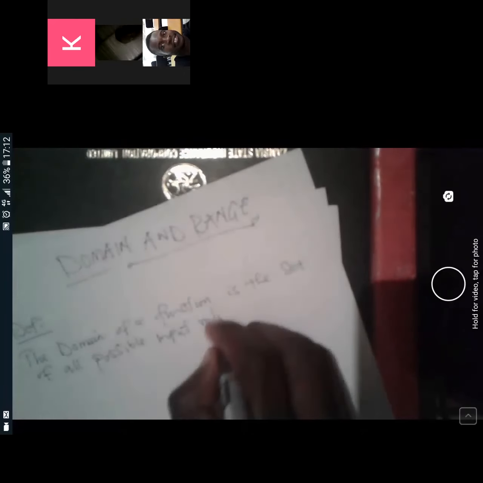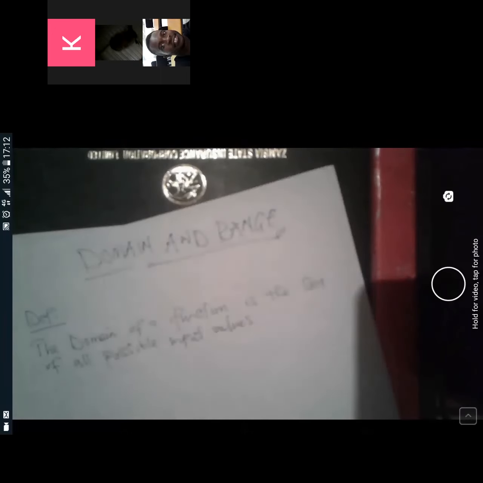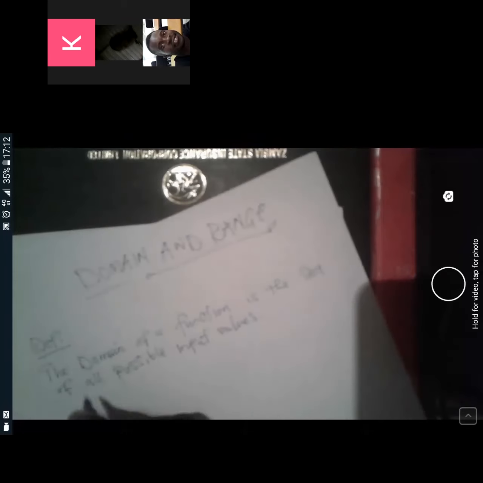Yes, so we are defining what a domain and range of a function is here. And we're saying the domain of a function is simply a set of all possible input values. The values that you put in a function, that is what you call the domain. Then we have the range of the function.